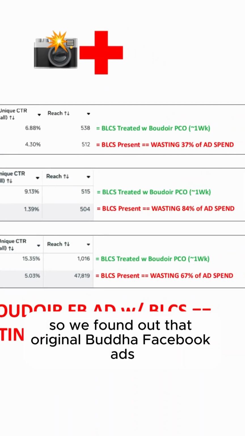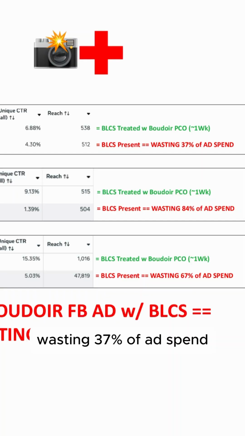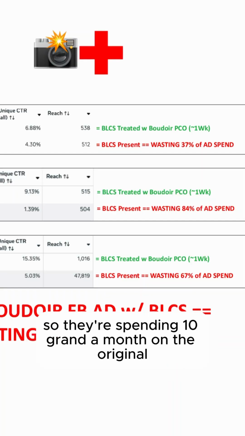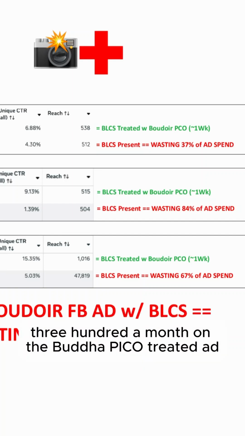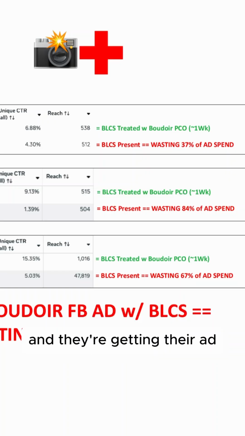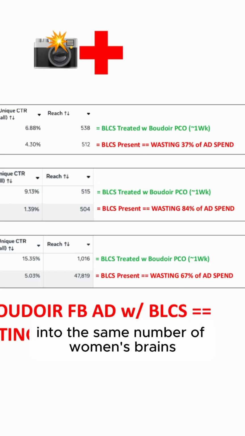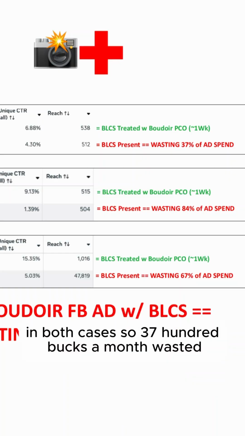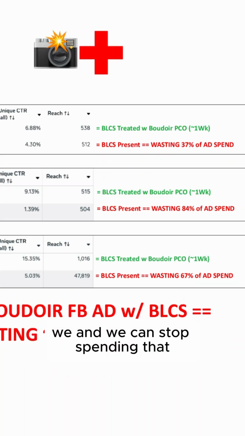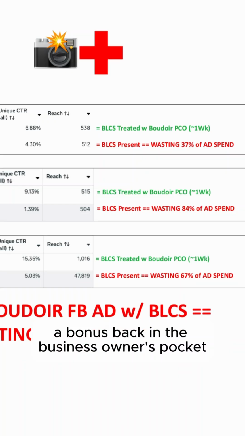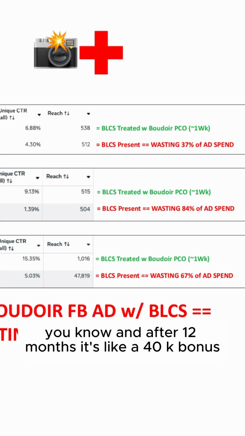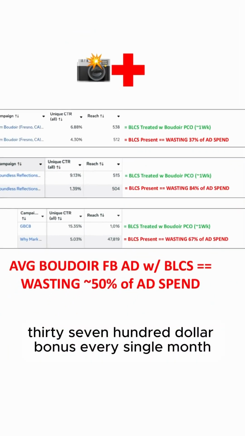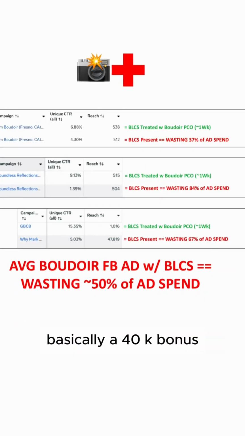So we found out that the original Boudoir Facebook ad was wasting 37% of ad spend. So they're spending 10 grand a month on the original. They now only have to spend 6,300 a month on the Boudoir PICO treated ad, and they're getting their ad into the same number of women's brains in both cases. So that's 3,700 bucks a month wasted. We can stop spending that, and that's kind of a bonus back in the business owner's pocket because they don't have to spend it anymore. And after 12 months, that's like a 40K bonus. So a $3,700 bonus every single month, basically a 40K bonus.